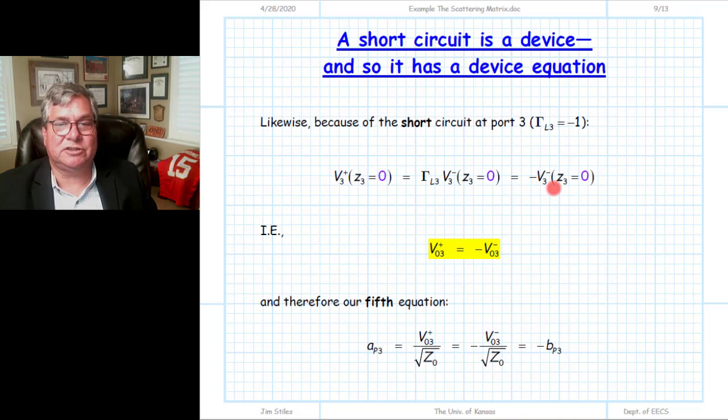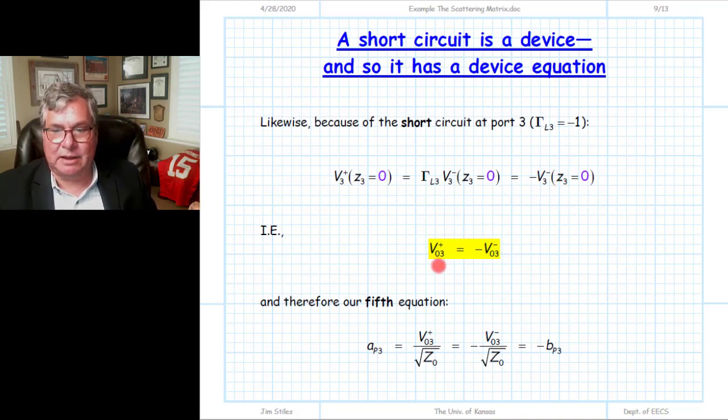Remember, the minus wave voltage is the scattered voltage, or the scattered wave from port 3, and that wave exiting port 3, scattered from port 3, then propagates toward the load, and therefore the minus wave is the wave incident on the load, scattered from the port, incident on the load.